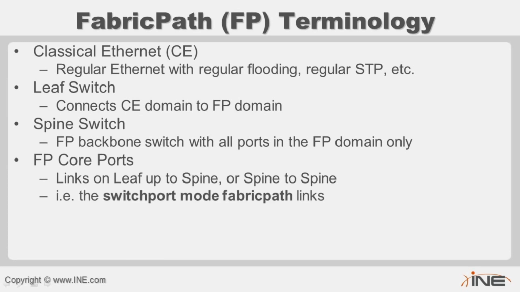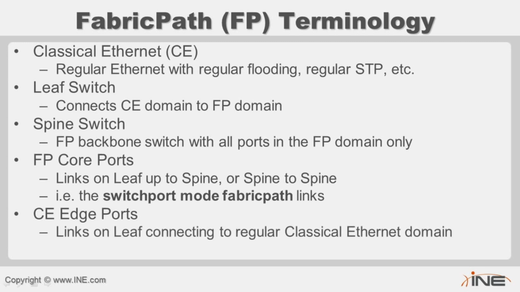And simply, from a configuration point of view, any of the ports that we issue the command switchport mode fabricpath on will be core ports. So the classical Ethernet edge is going to be regular Ethernet down from the leaf switch to regular Ethernet. Then we have the core ports facing from the leaf switch upstream towards the FabricPath spine switches. We then have the classical Ethernet edge ports. Like I said, these are the downstream facing interfaces on the leaf switches going to the classical Ethernet domain. From a configuration point of view, essentially this is any link that does not have the switchport mode fabricpath command on.